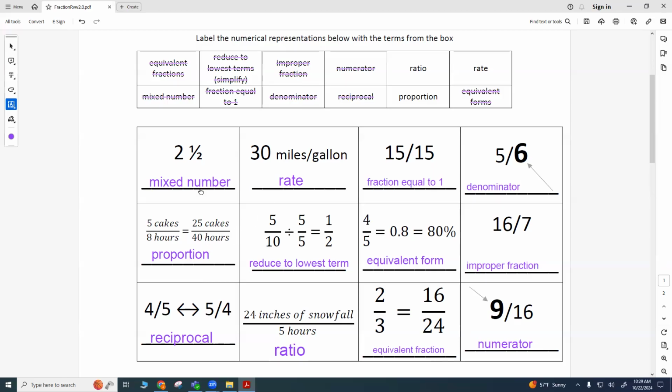And once again, proportions can come in really handy, right? We were using them with our percents and stuff. Okay. And of course, yeah. All right. Questions about any of these 12 terms?